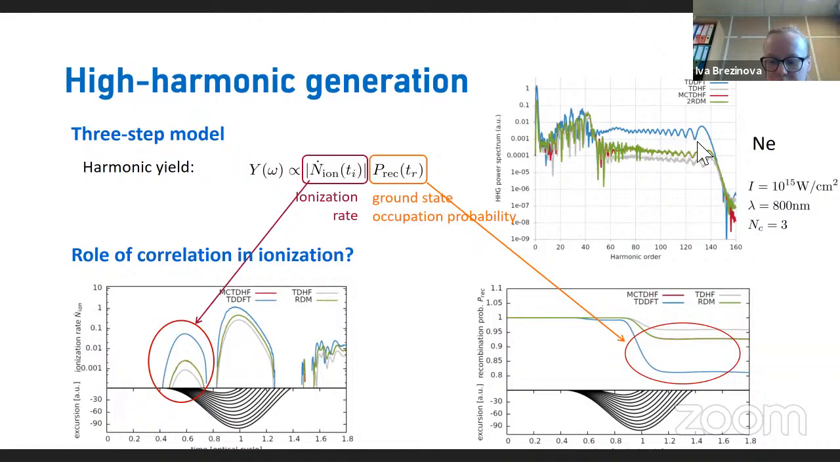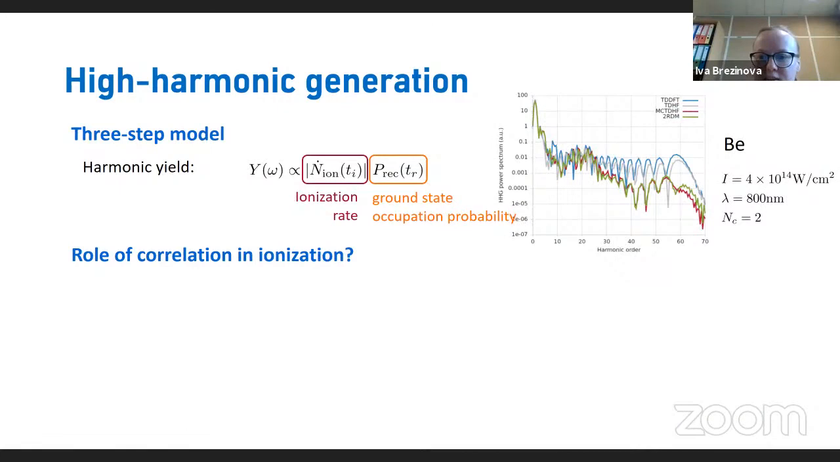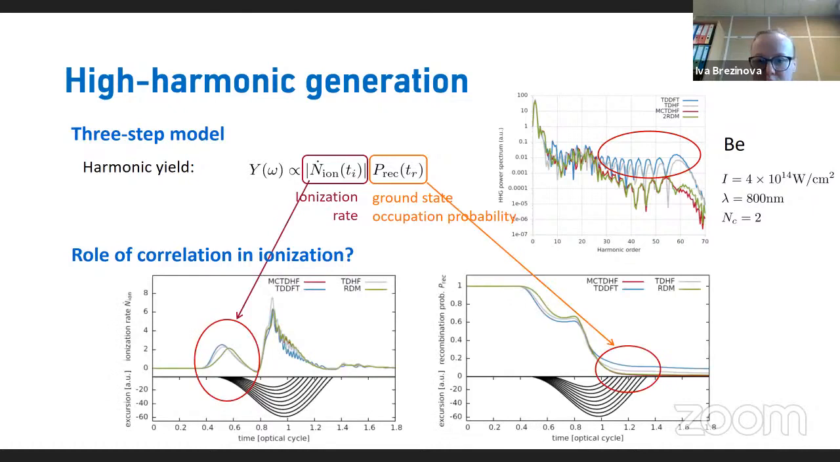So let's discuss maybe also a case where we looked at beryllium, because there also the effect of two-particle ionization comes into play. And again, the TDDFT and TDHF approaches are practically completely off, and MCTDHF and time-dependent 2RDM fit extremely well together. So here one can understand this overestimating of the plateau region again by looking at the ionization rate and the ground state or the recombination probability, and the trend is exactly the trend that you see here, namely that both overestimate the plateau can be explained by both overestimating the ionization rate, but also the recombination probability. But one can do more here.